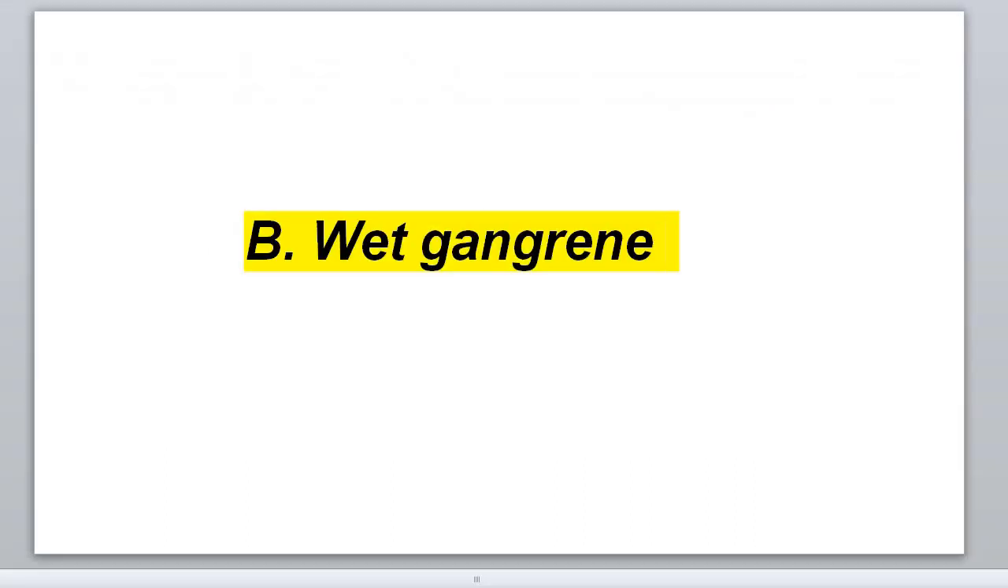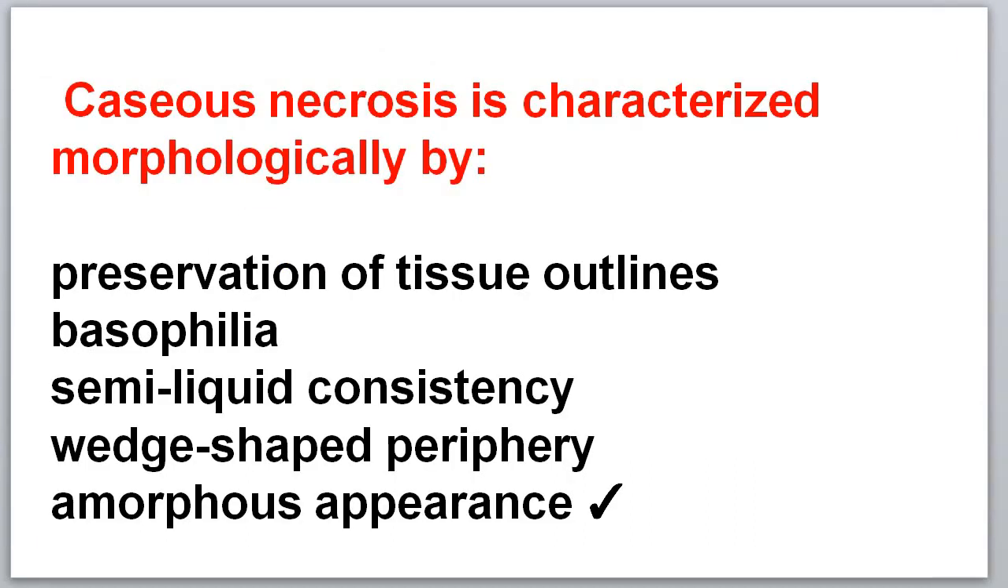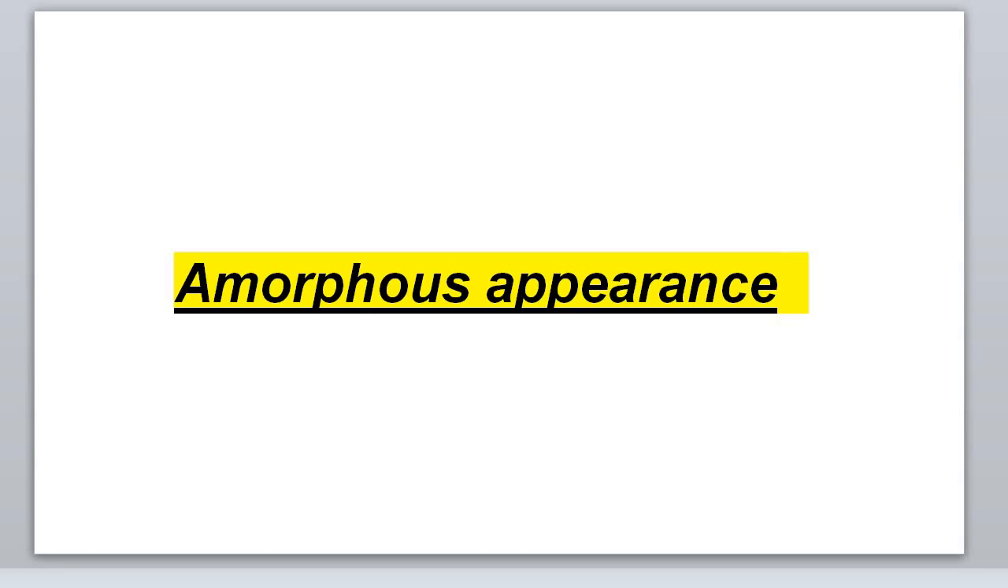Option B, wet gangrene, is the correct option. Caseous necrosis is characterized morphologically by preservation of tissue outlines, basophilia, semi-liquid consistency, wedge-shaped periphery, amorphous appearance. Caseous necrosis is characterized morphologically by amorphous appearance. So the correct option is amorphous appearance.